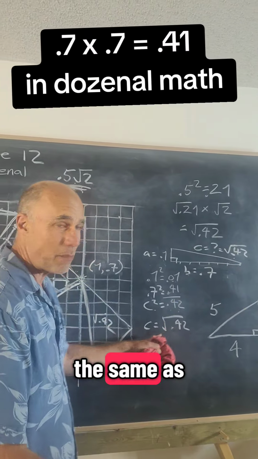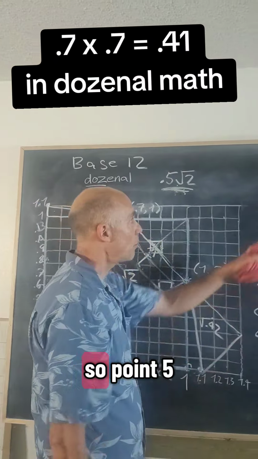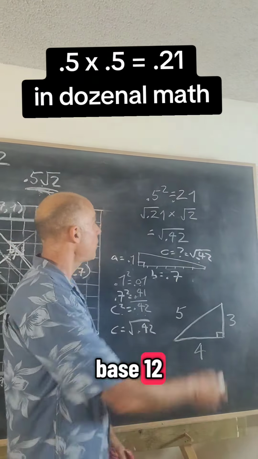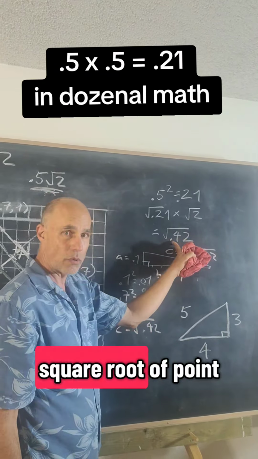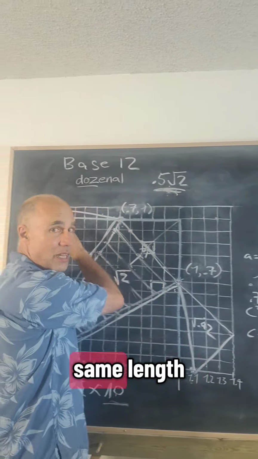So is that the same as 0.5 root 2, which is that length there? So 0.5 squared is 0.21 in base 12. So square root of that times square root of 2 gives us, yes, square root of 0.42. So we can see that all three of these lengths are the same length.